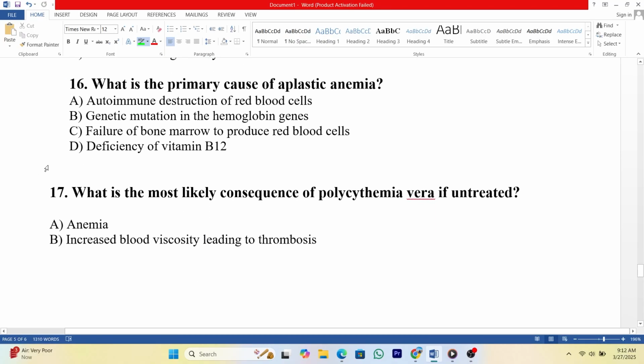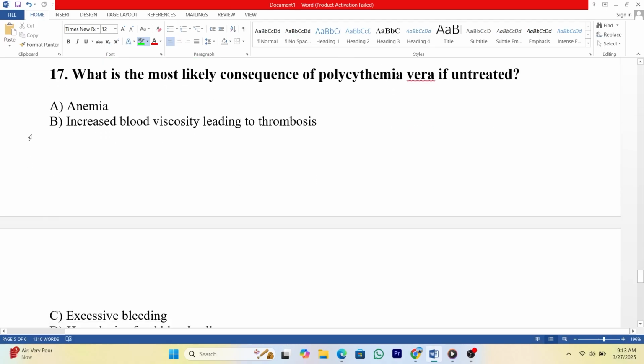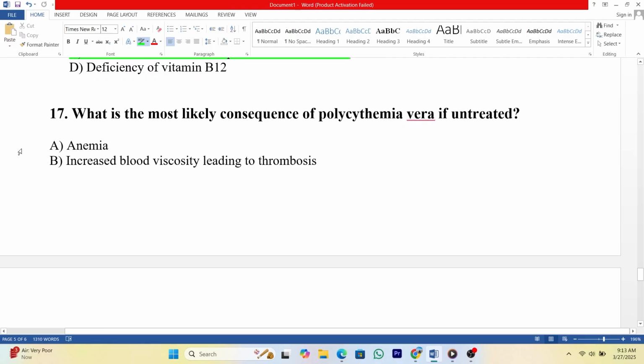16. What is the primary cause of aplastic anemia? A. Autoimmune destruction of red blood cells. B. Genetic mutation in the hemoglobin genes. C. Failure of bone marrow to produce red blood cells. D. Deficiency of vitamin B12. Answer: C.